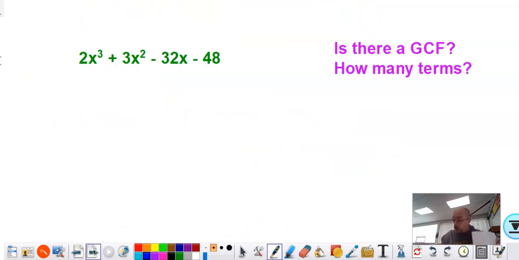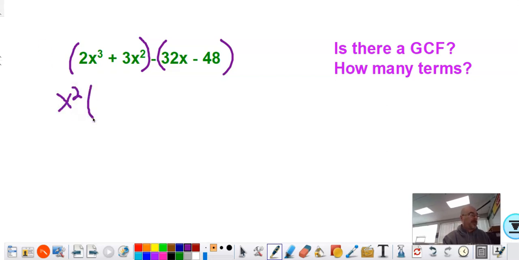Okay, let's do one more of these. All right, so here we go. So I'm going to group these 2 together, and I'm going to group these 2 together. Again, I see 4 terms. All right, the GCF of that first group is x squared, and what's left on the inside?